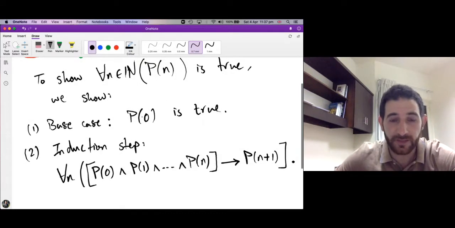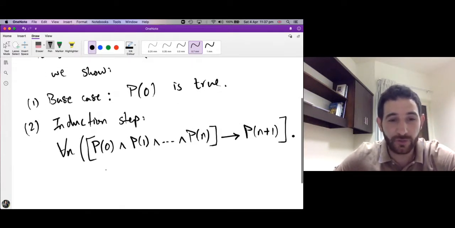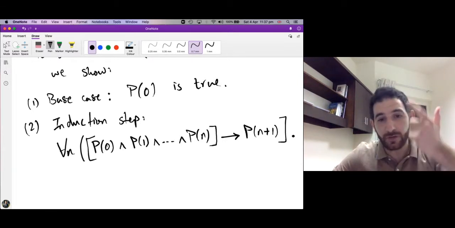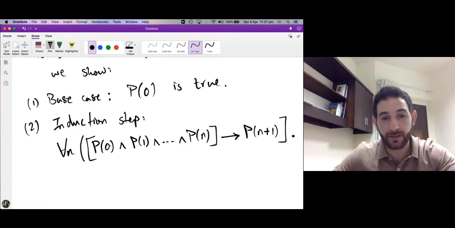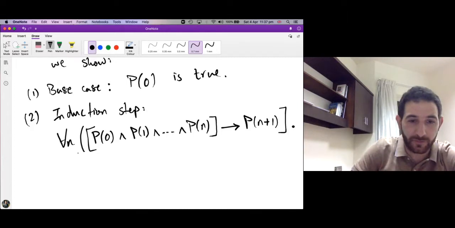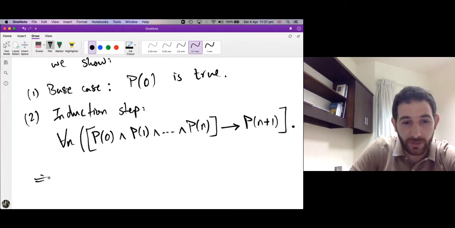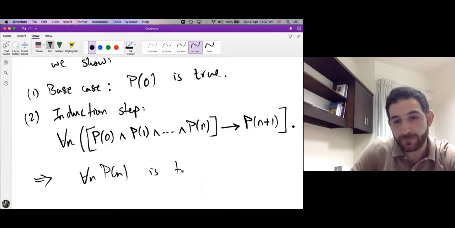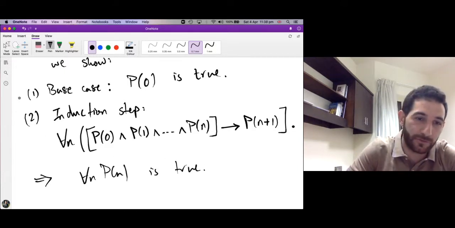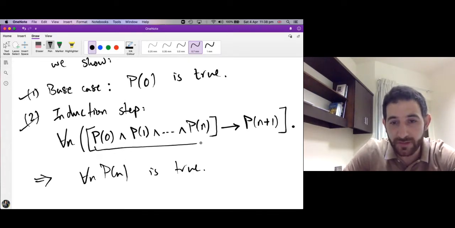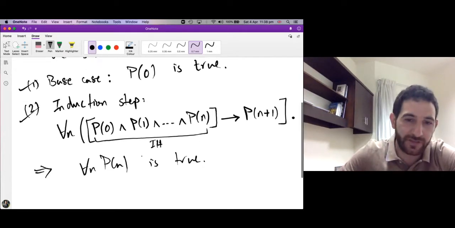So if you show that 0 has property P, and you show for every natural number n, if the property P holds for 0, 1, 2 up to n, then it holds for n plus 1, then if these two are true, we can conclude that for all n, P(n) is true. So we need to show step 1 and step 2, and the only difference is that we assume more. This is the induction hypothesis of strong induction. So let's have an example.